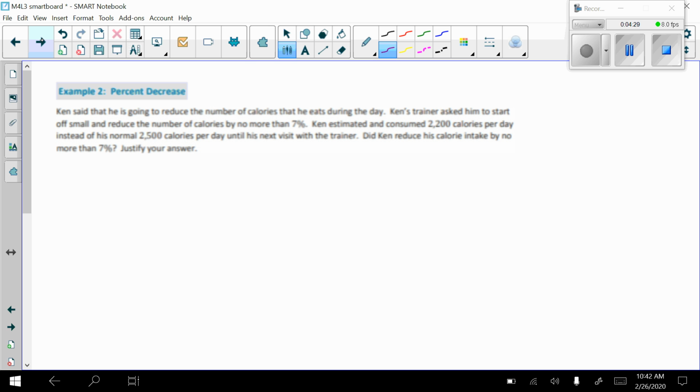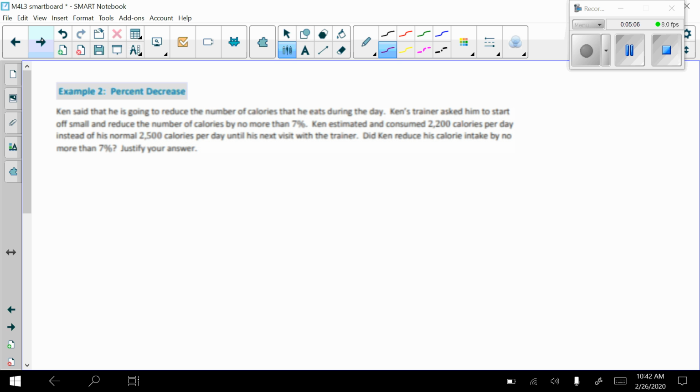Please find where it talks about Ken. Ken said that he is going to reduce the number of calories that he eats during the day. Ken's trainer asked him to start off small and reduce the number of calories by no more than 7%. Ken estimated and consumed 2,200 calories per day instead of his normal 2,500 calories per day until the next time he visited with the trainer. Did Ken reduce his calorie intake by no more than 7%? Justify your answer.